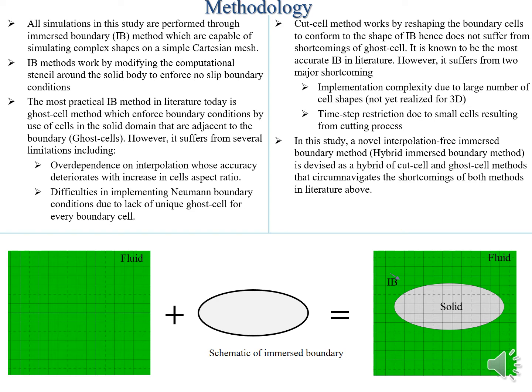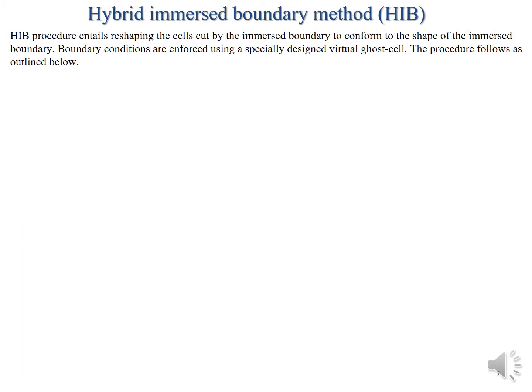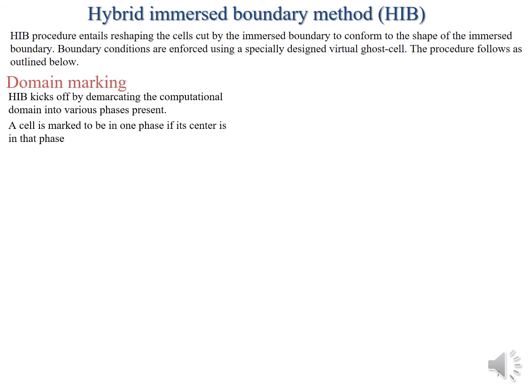The main shortcoming of this method is that it depends on interpolation. The accuracy depends on the interpolation, and interpolation is not really well posed for a cell with a hybrid immersed boundary, so the accuracy of interpolation is also limited. That is one of the major shortcomings of the method. And then the other thing is that implementing the Neumann boundary condition is very tricky. The reason being that not every boundary cell is easy to treat.